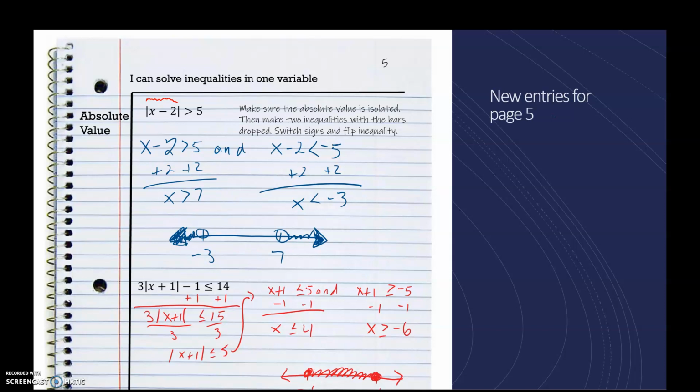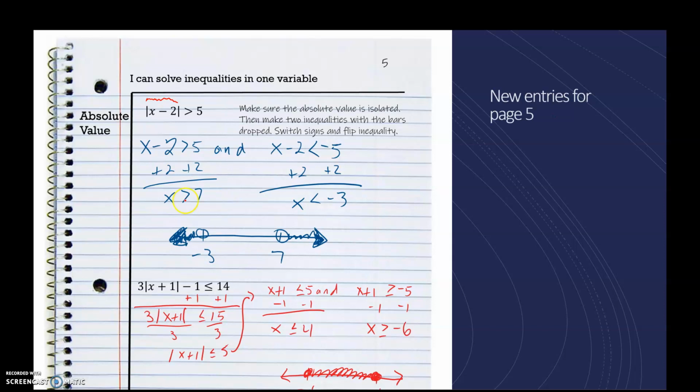And then you're going to make a second one, but you need to flip that inequality. Instead of it pointing to the right, now it's pointing to the left. And you got to change that sign from a positive to a negative. So that 5 becomes a negative 5. Now you just solve it and you're going to get 2 inequalities.